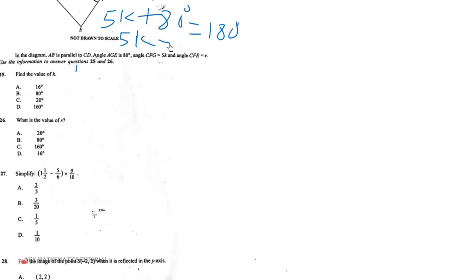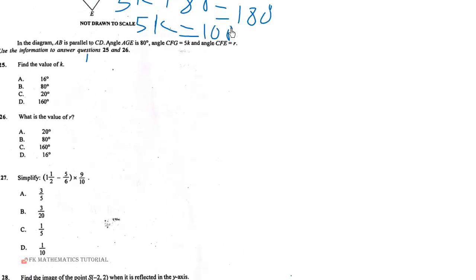So we have to find the value of K. You know, these are co-interior angles. They will add up to 180. So 5K plus 80 should be equal to 180 degrees. So 5K will be equal to 180 minus 80, which is 100 degrees. Now dividing both sides by 5, 5 will go into 100 how many times? 20 times. So the correct answer is 20 degrees, option C.